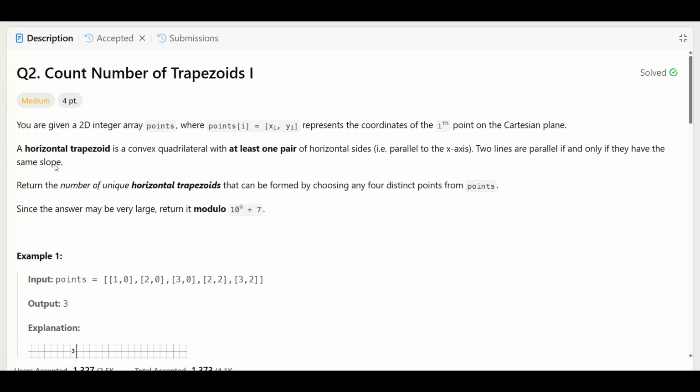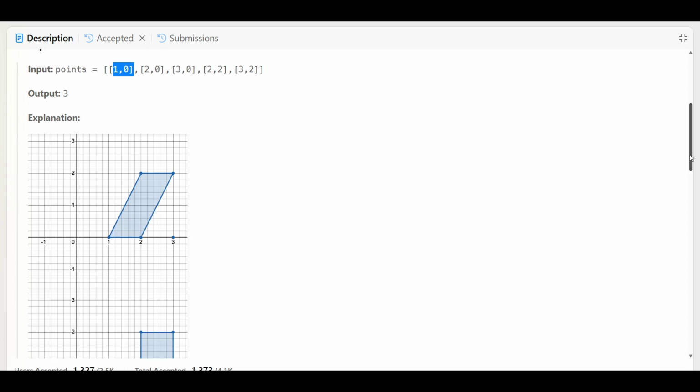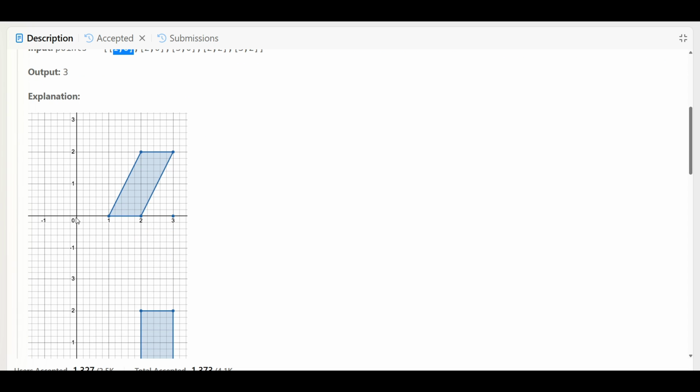Okay, so the question is saying that you are given a 2D integer array called points. So you know the points are there, right? You know the coordinate system where the points are given, the coordinates, like let's suppose x and y given at a given index. So let's suppose the very first point we have is 1 0. So if you see here, 1 0 means at this line this is the 1 0, right?